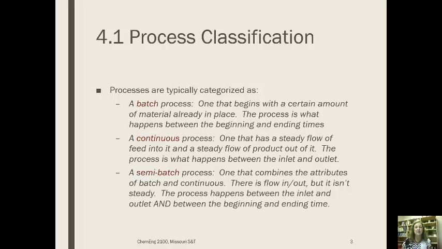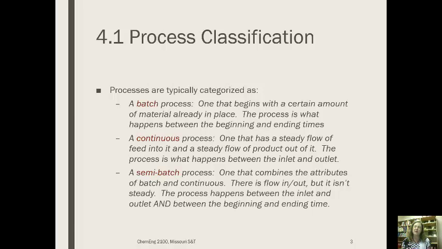A continuous process is more likely to look at a piece of equipment. You have steady flow of feed into this piece of equipment, and then you have a flow of material coming out. The process is what's going on between the inlet and the outlet. Now this could be steady state so that it continues to be the same all the time. It could be something where the flow rates change over time.